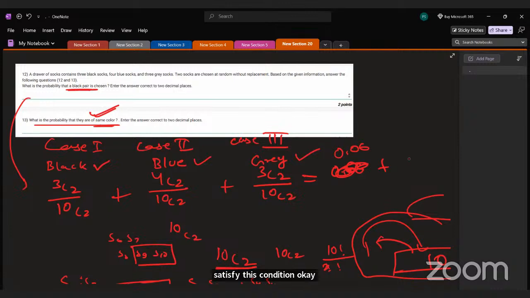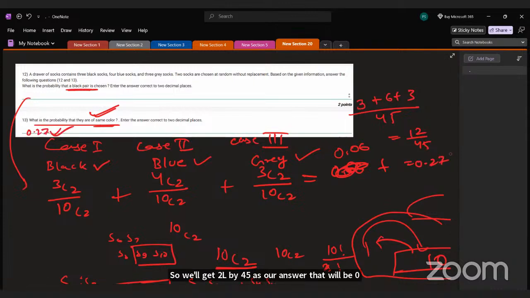Yes, sir. Okay, so 4C2 down below we'll get 45. 3C2 is 3, plus 6, plus 3. So we'll get 12 by 45 as our answer. That will be 0.27. Okay. Yes, sir. So here I think the last question.